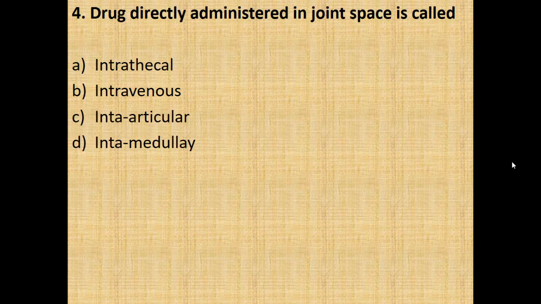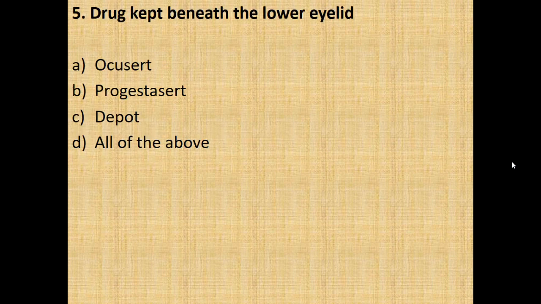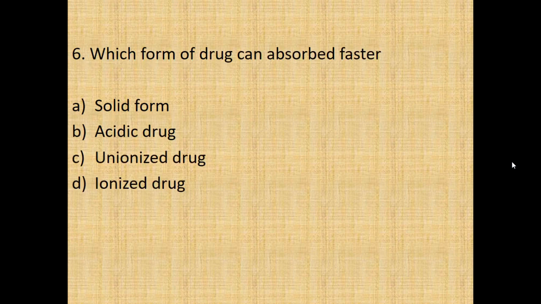Then: the drug directly administered in the joint space is called. Here it's simple. If you know the meanings of each route, then you can easily answer. It's called intra-articular. We use this in rheumatoid arthritis. Then: kept beneath the lower eyelid, what do you call that? It's called ocusert. Then what is the example? Pilocarpine.